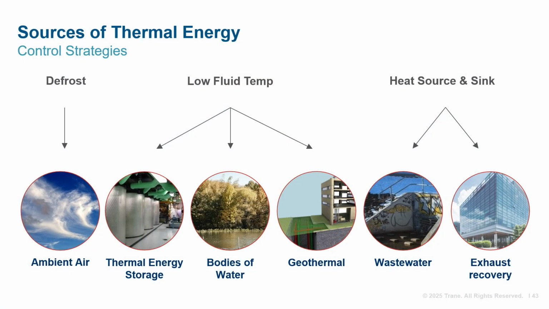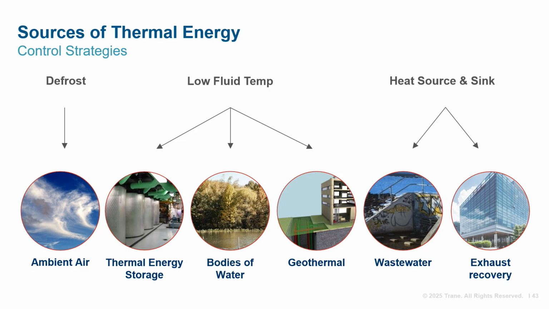Previous ENLs have discussed several different sources of heat that are available. In this section, we'll walk through some controls considerations for each of these sources of heat. When heat is pulled from ambient air, defrost operation may be needed. We'll review how defrost works and how it affects the hot water supply temperature.